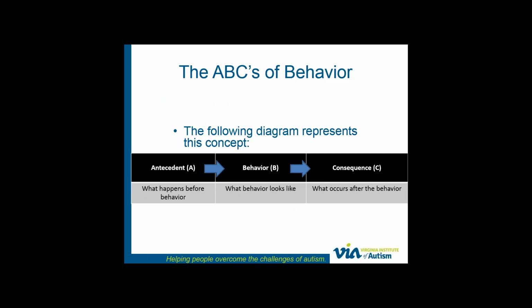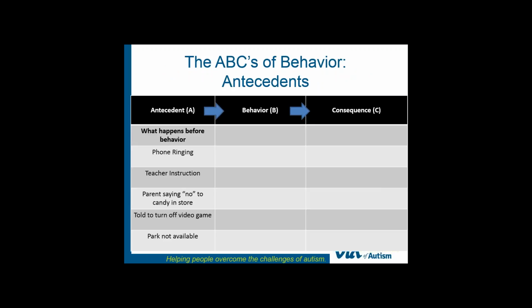This concept, the behavior analysts call it the ABCs of behavior. So we're going to go through this step by step. Has anybody heard of the ABCs of behavior? Yeah, okay. So the A stands for antecedent, and antecedent just means occurring before. So something that occurs before the behavior happens.